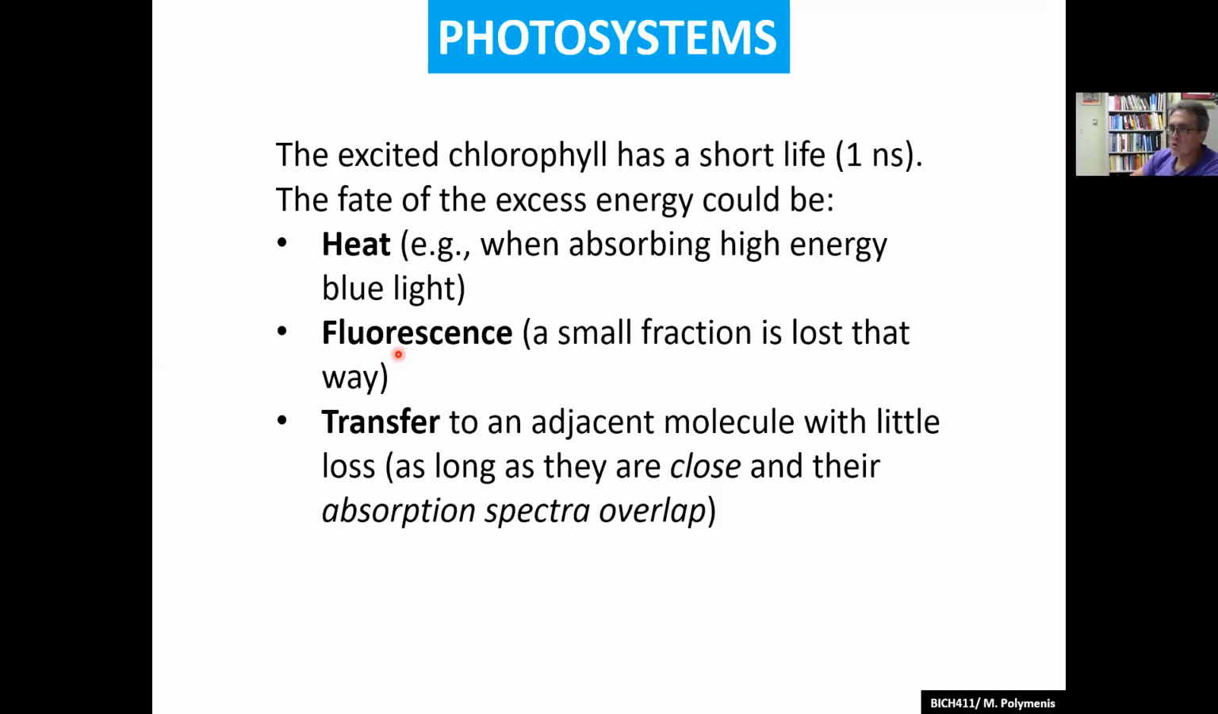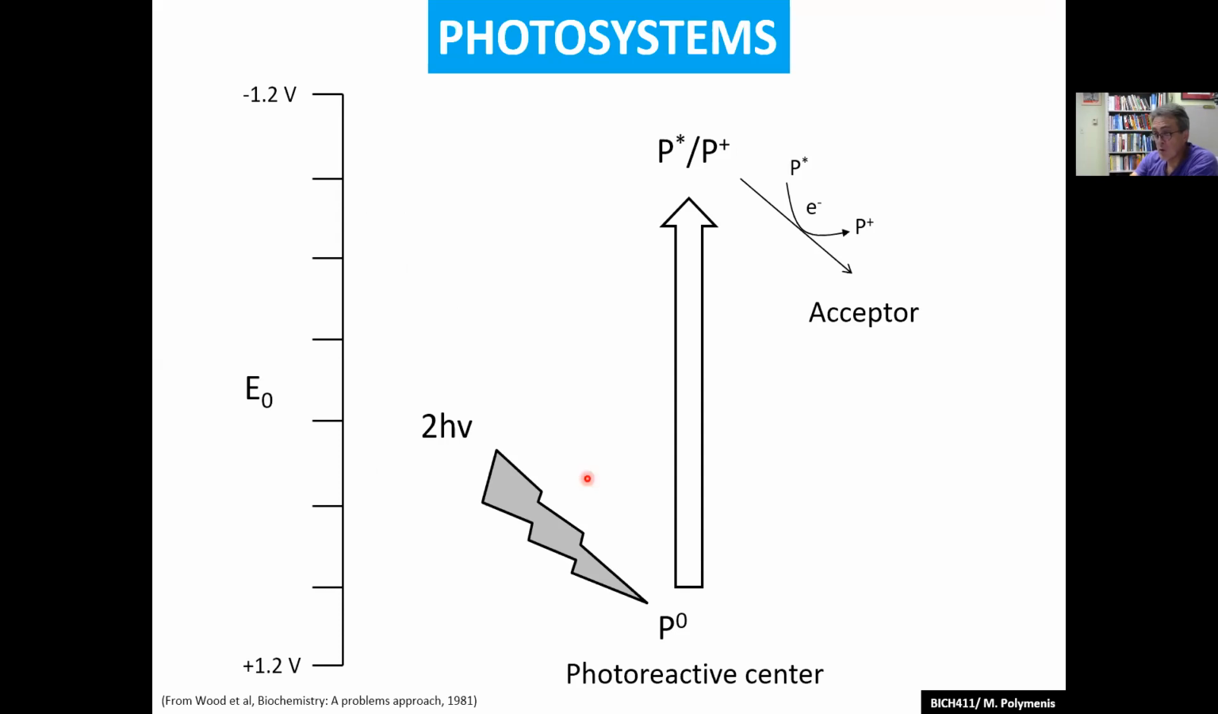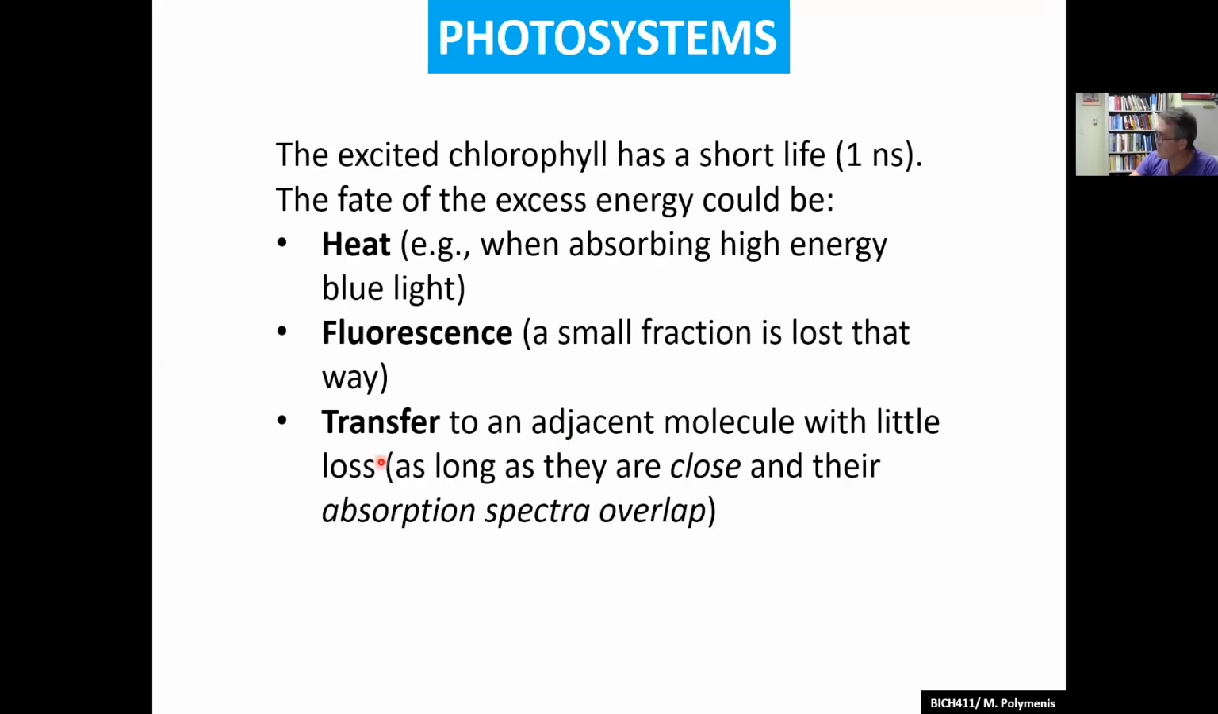But during photosynthesis, once this electron gets raised to this high energy, it gets transferred to an adjacent molecule with very little loss in energy. And that will happen as long as the next molecule is very close and the absorption spectra overlap, okay? And then you have this series of acceptors and donors, and eventually it finds itself back down to where it was, at the ground state. So that's the good fate, okay? This third fate is what we want, to capture that energy.